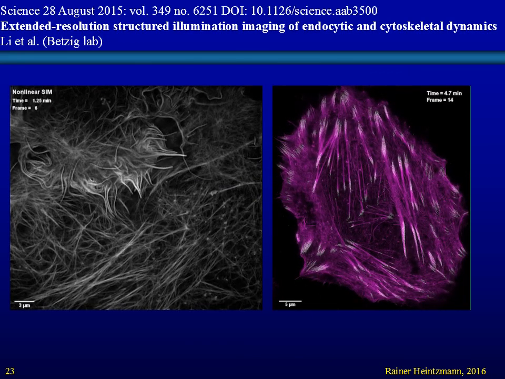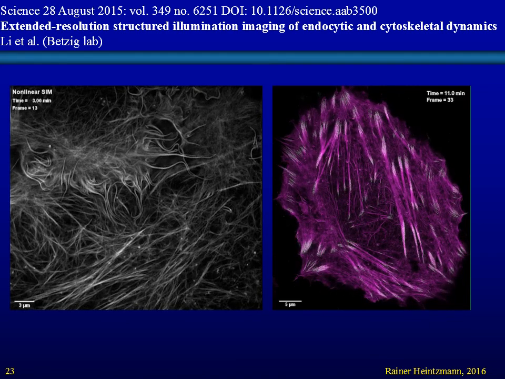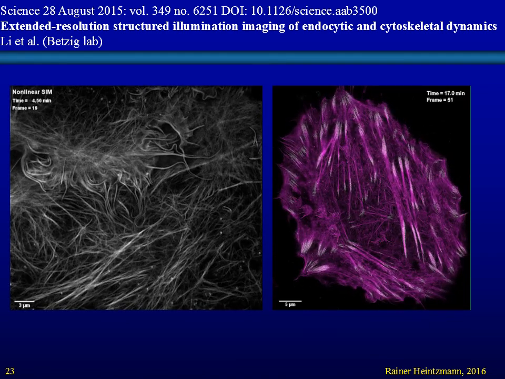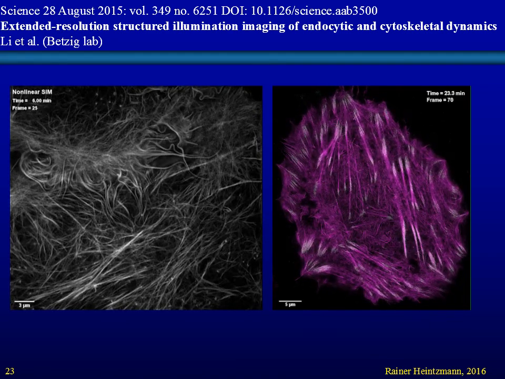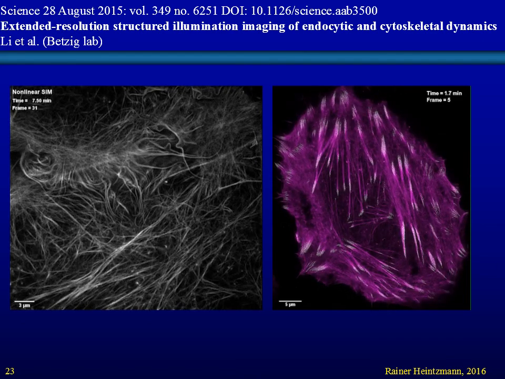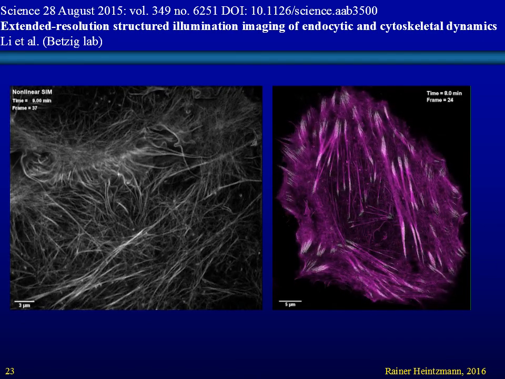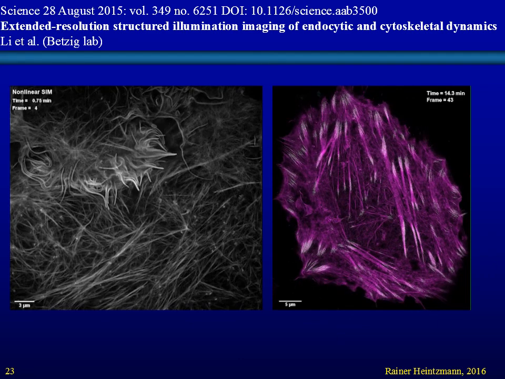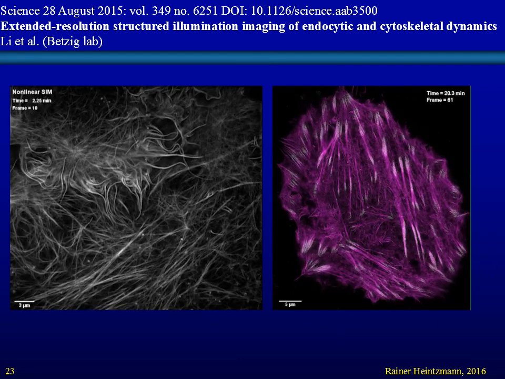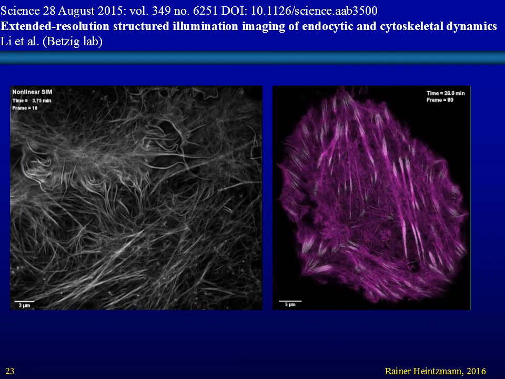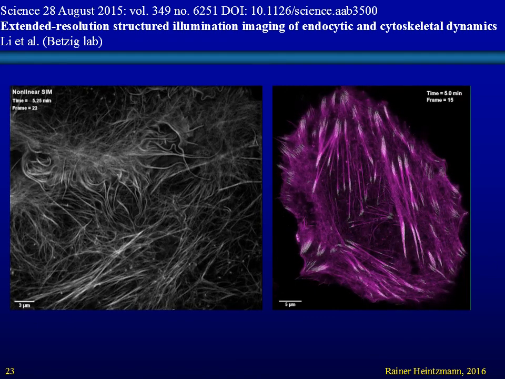And actually, live cell imaging has also been achieved in a similar range of resolution in the group of Eric Betzig. What you see here are some actin filaments and some new structures that were found there. They had this fantastic Science paper in 2015 showing nonlinear structured illumination.